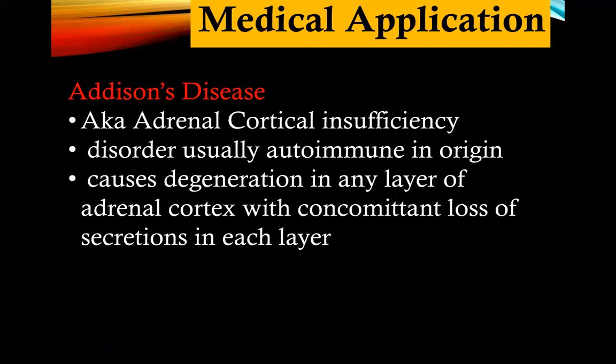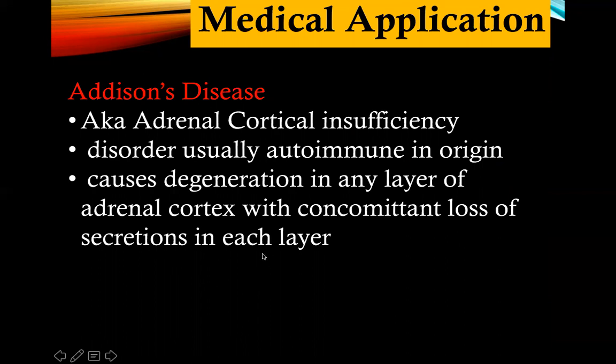And there is this called Addison's disease. This is also known as adrenal cortical insufficiency. This disorder is usually autoimmune in origin, and it causes degeneration in any layer of the adrenal cortex with concomitant loss of secretions in each layer.